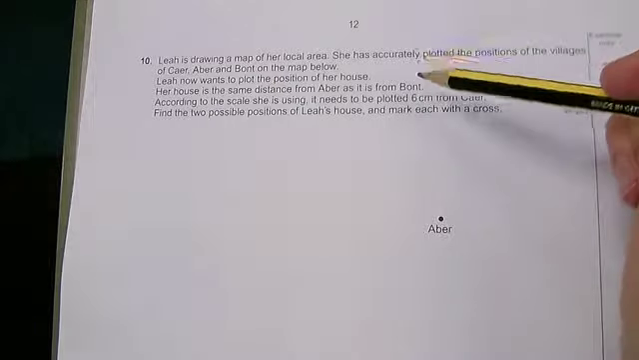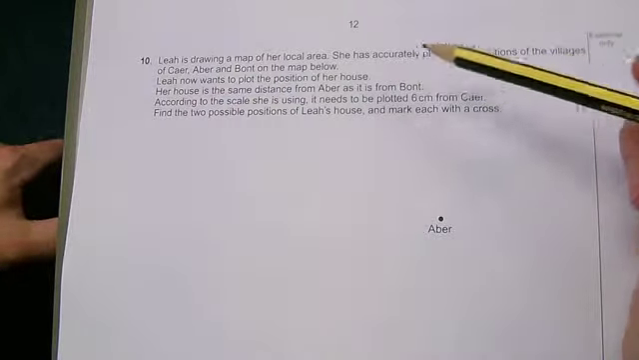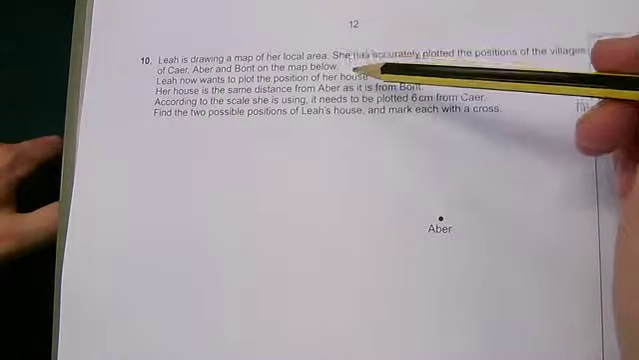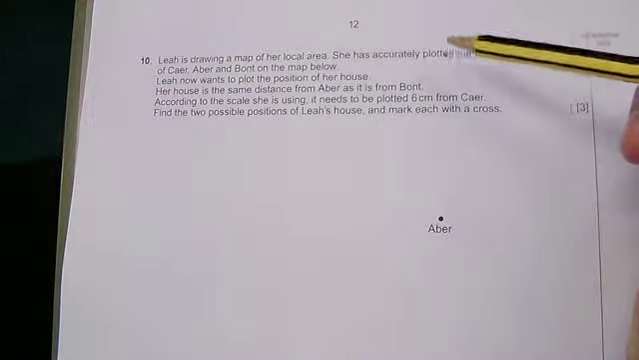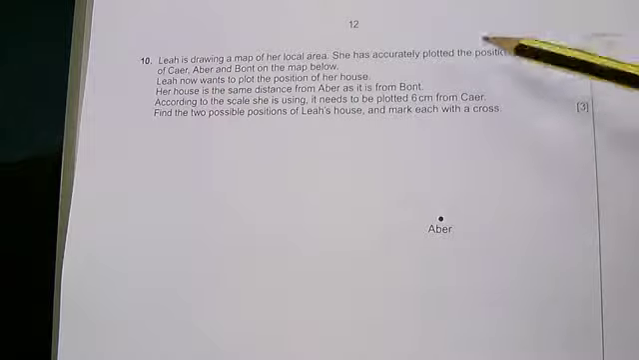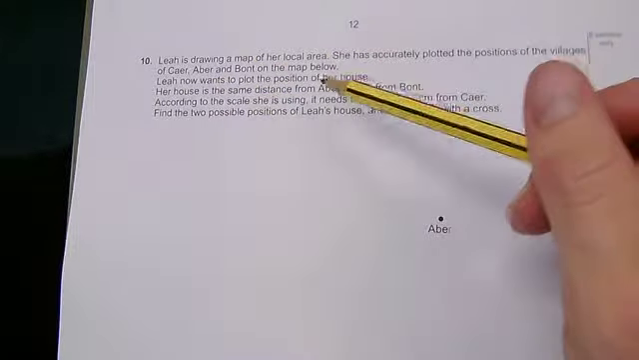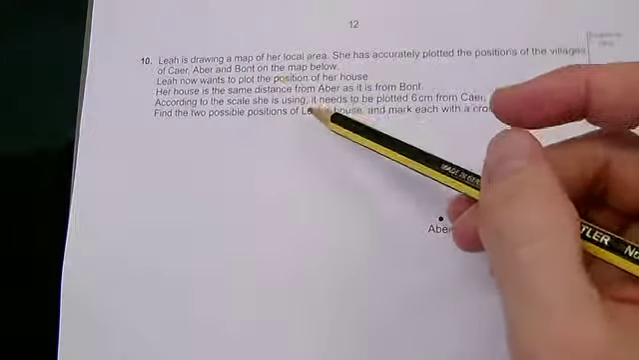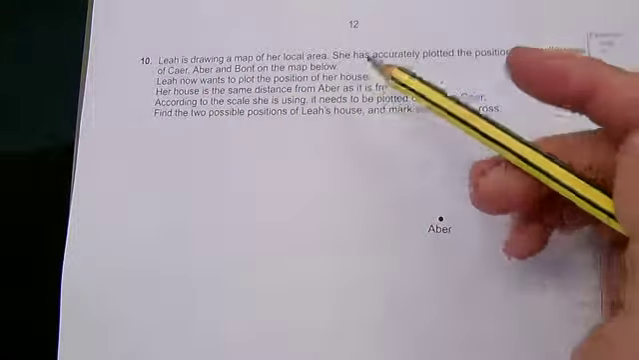Right then, it says Leah is drawing a map of her local area. She has accurately plotted the positions of the villages Kaya, Abba, and Bont on the map below. Leah now wants to plot the position of her house. Her house is the same distance from Abba as it is from Bont.